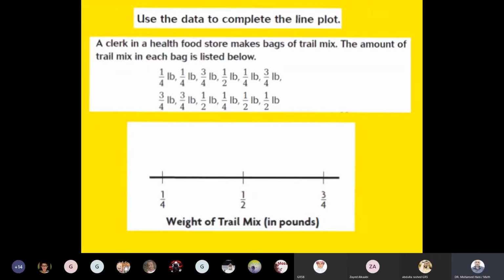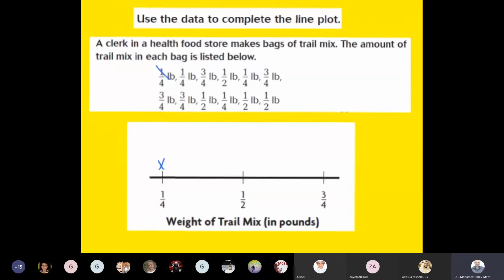So what I'm going to do is this, because my first number here, the first amount that I come to is my 1/4 pound, I'm going to now go ahead and count how many 1/4 pound bags of trail mix we encounter in our data set. And what I know is this. I know that our first amount is 1/4 of a pound. So I'm going to cross off that 1/4 pound, and I'm going to, above that 1/4 in my line plot, go ahead and put an X to represent that 1/4 pound.